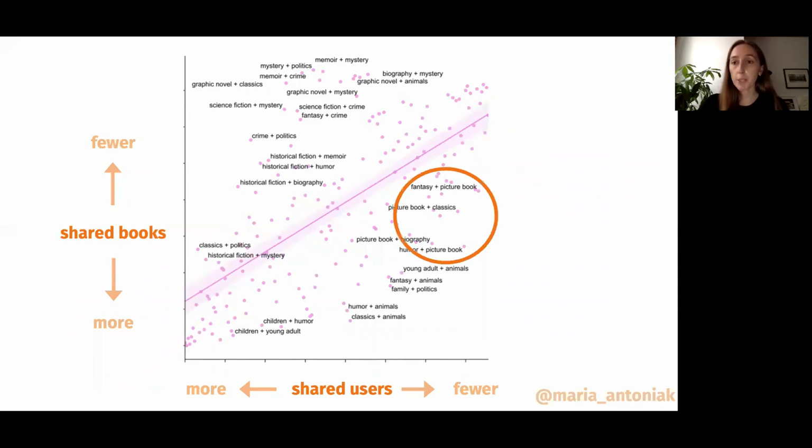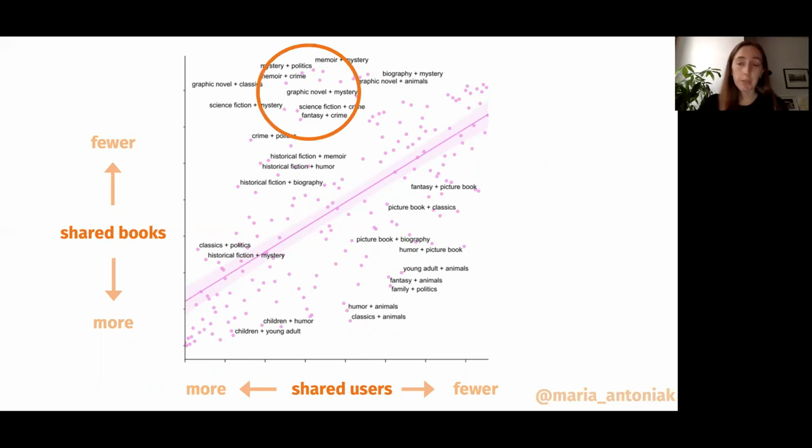For example, humor and picture book and fantasy and picture book have relatively high book overlap, but relatively low user overlap. Perhaps picture book readers read more frequently in other genres and only occasionally tag a picture book, for example, when they give the book as a gift.